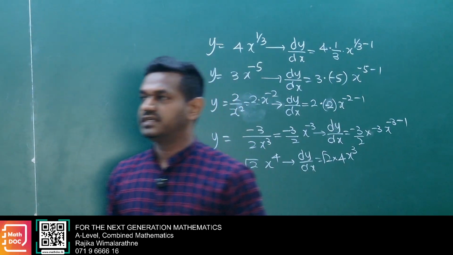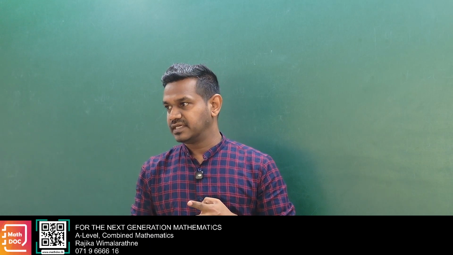Now just come to this. So I told you, for constant, always derivative 0. Constant derivative 0. x to the power n, derivative n x to the power n minus 1. e to the x, derivative e to the x. ln x derivative 1 over x. sin x derivative cos x. cos x derivative minus sin x. tan x derivative sec square x. cosec x derivative minus cosec x cot x. sec x derivative sec x tan x. And cot x derivative minus cosec square x.